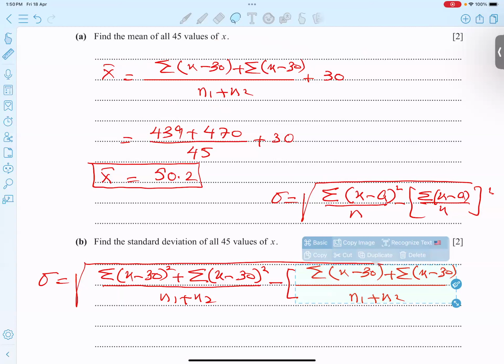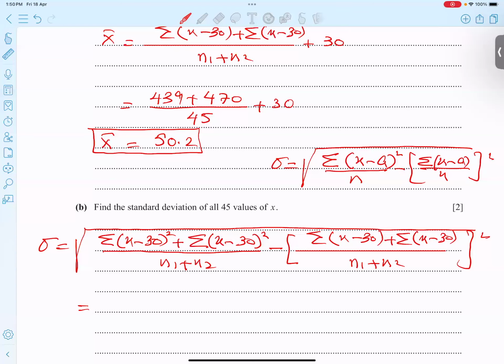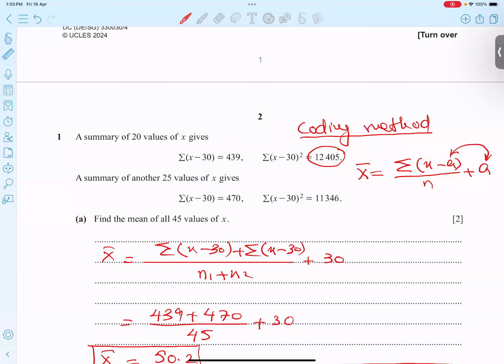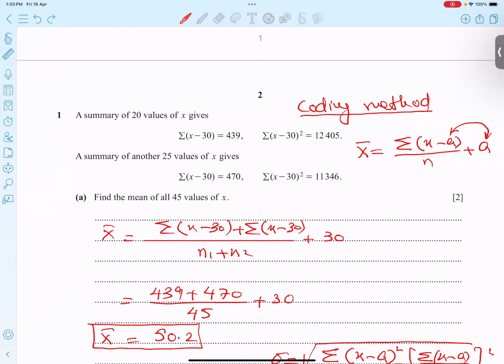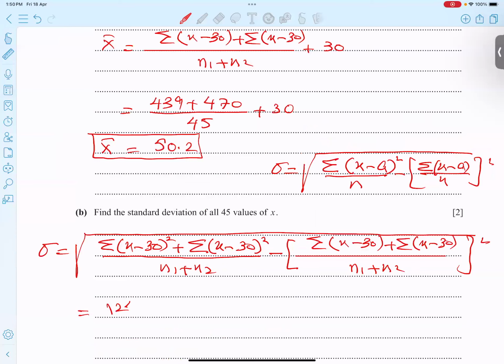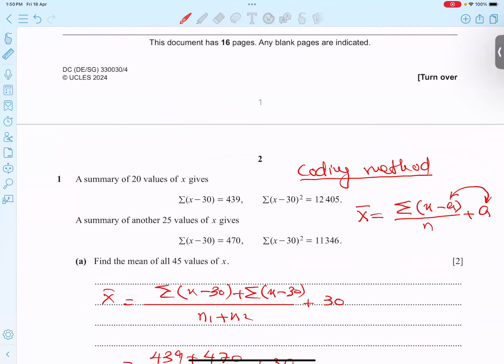Okay, now I'm going to apply the formula. It's not a hard job for us, so we can find it easily. And if you look carefully, 12405, 12405 plus the other one, sigma power 2 is 11346, 11346, and divided by what? 45. And this number I can get from here.